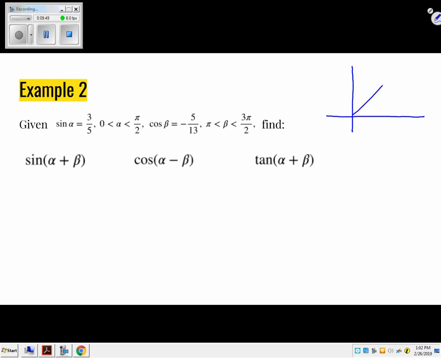So what I'm going to do is draw myself an angle in the first quadrant and then make a reference triangle off of it. Reference triangles come down and make a triangle with the x-axis. And I'm calling this angle right here alpha.